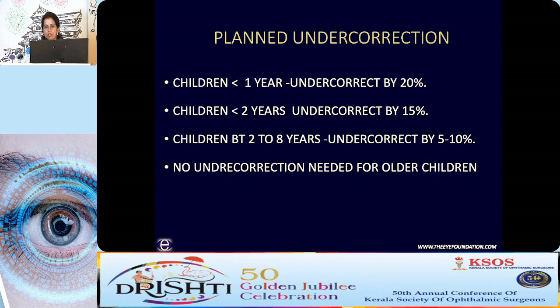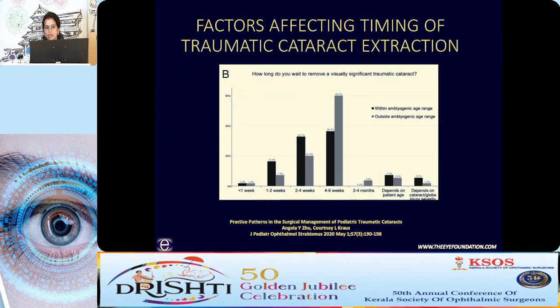So we need to calculate for undercorrection basically, since we should expect a myopic shift. More than 6 to 8 years, we need not undercorrect. We can put the calculated intraocular lens power.